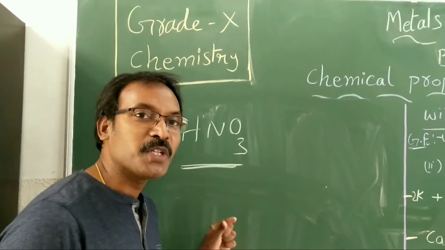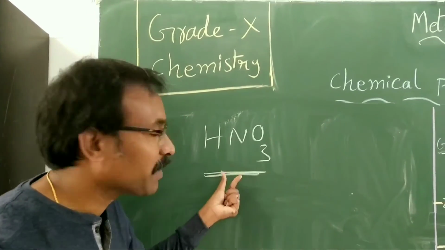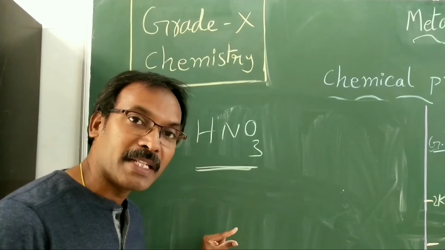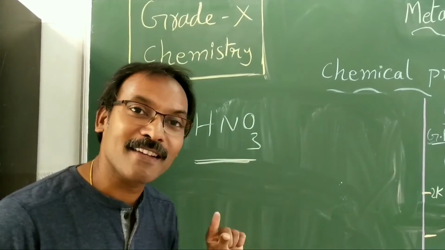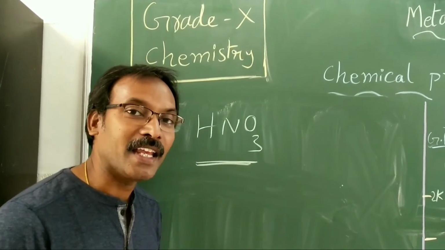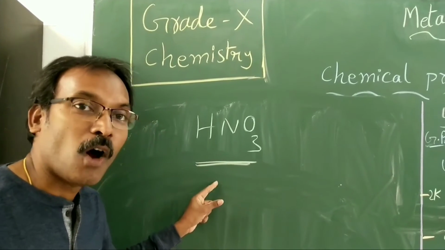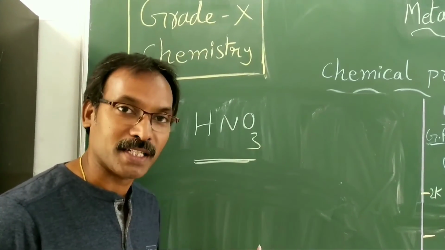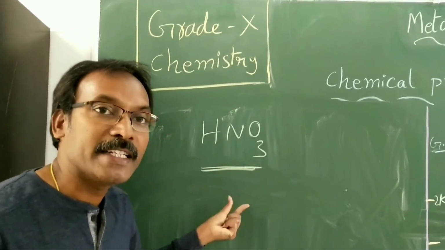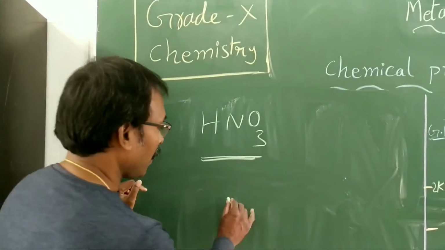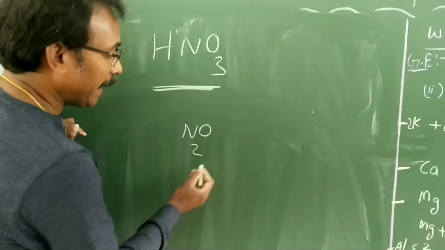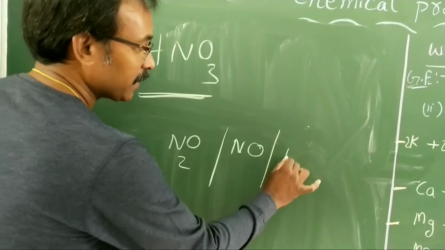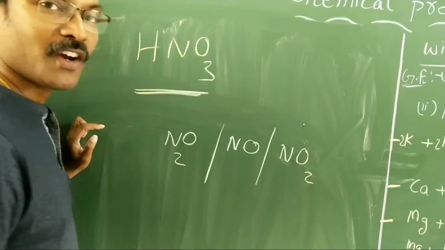When you take any metal and react it with nitric acid, the nitric acid generally reacts with the metals, but the end product is not hydrogen. The reason is this HNO3 oxidizes the produced hydrogen and makes it water. And this nitric acid itself reduces to dinitrogen oxide, otherwise nitrogen monoxide, otherwise nitrogen dioxide.